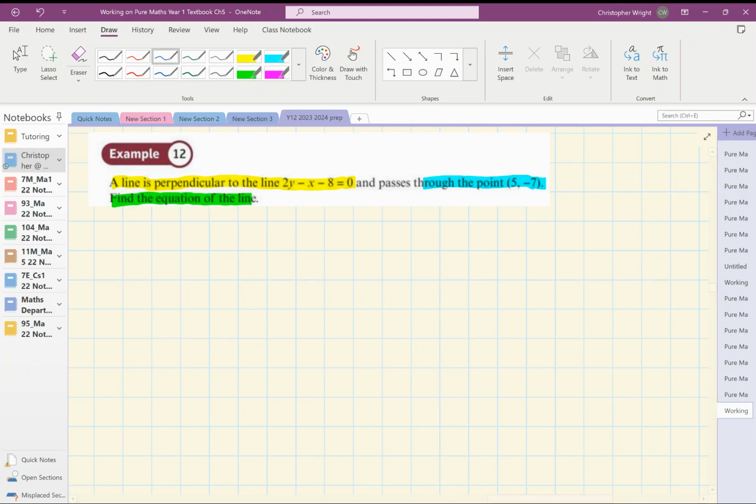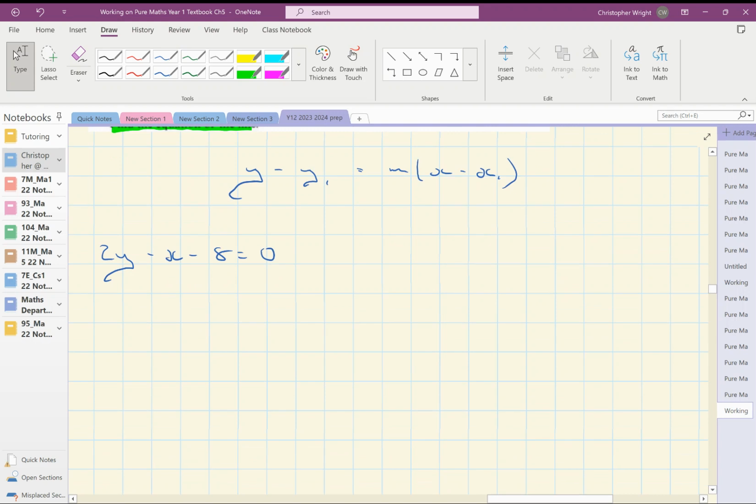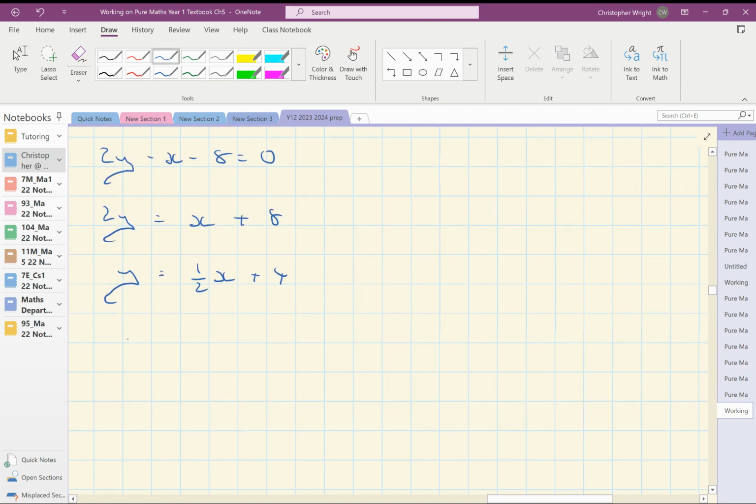Right, well, to write down the equation of the line, I'm going to use the formula y minus y1 equals the gradient of our line multiplied by x minus x1. I don't know the gradient of my line, but I do know that it's perpendicular to this line. So I'm going to find the gradient of this line first of all. That gives me 2y equals x plus 8, which means that y equals a half x plus 4. So the gradient of this line here is a half. So the gradient of the line which is perpendicular to that would be minus 2.